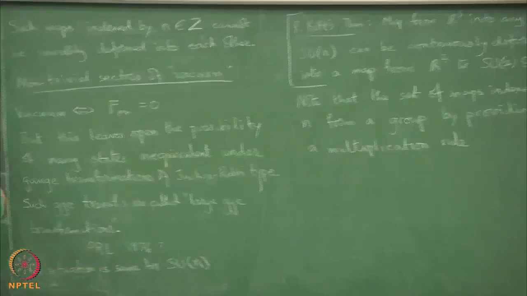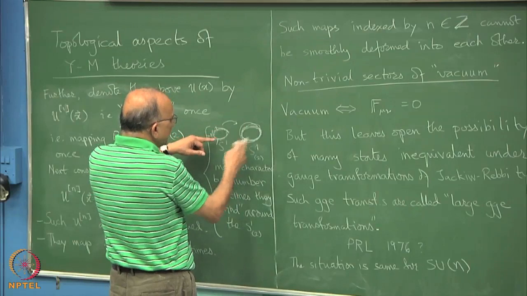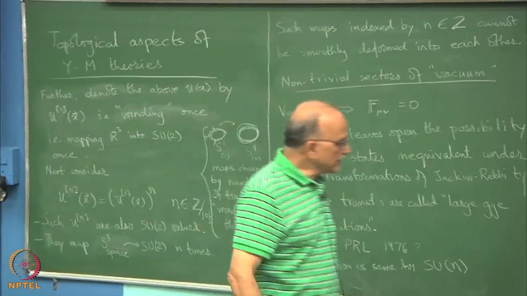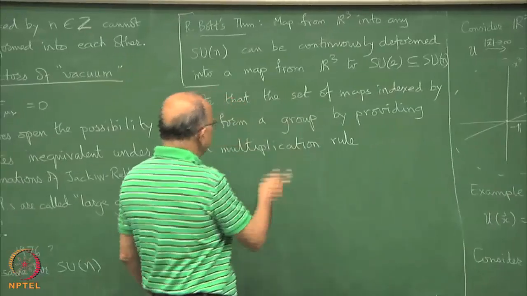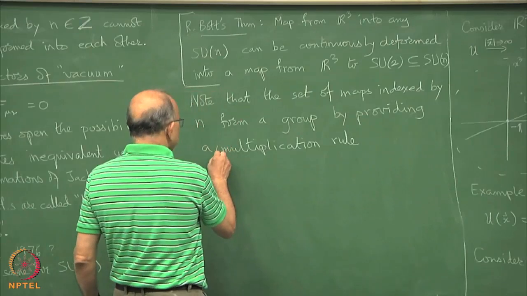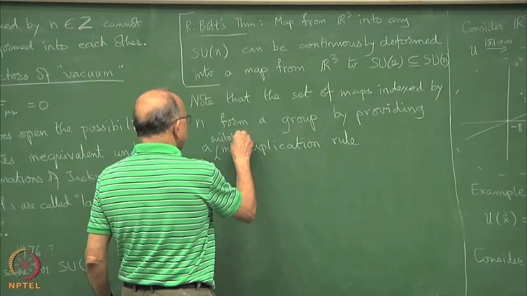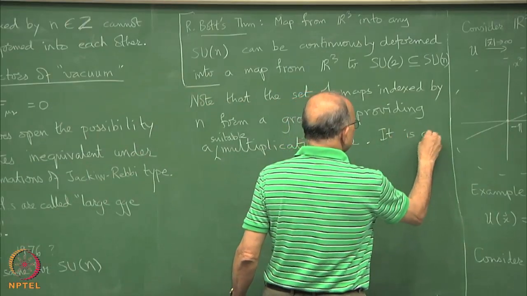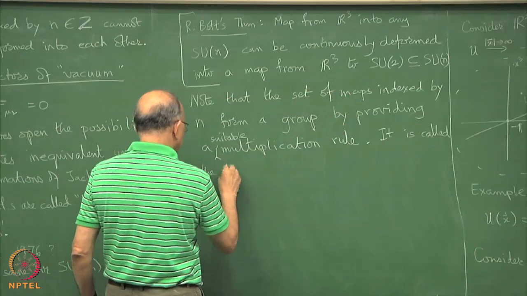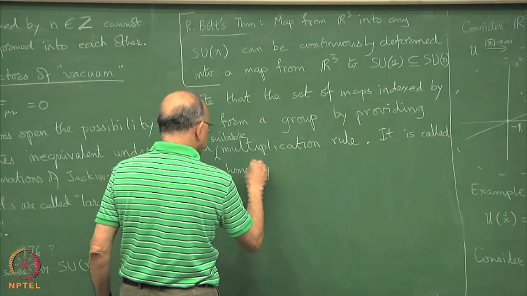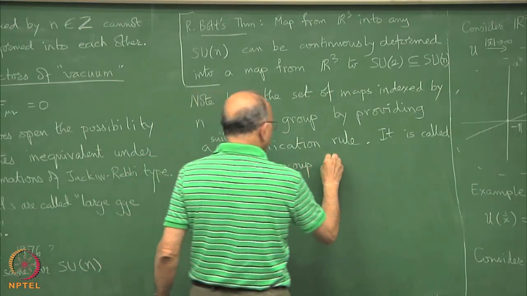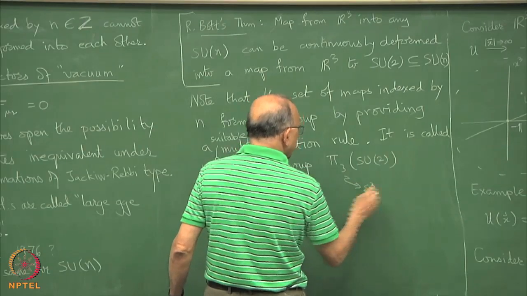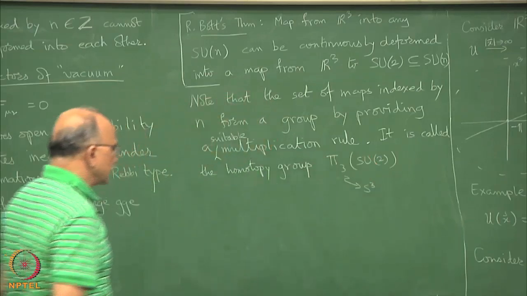So if you have done it three times, then you say, oh well, I have to do two times more. So you go to two more, you know, you have three winding, then you want to do a two winding, well, do two more windings to it. So you can define such a rule that would be called multiplication. So by providing a multiplication rule, and it is known as the homotopy group, Pi 3 of SU2, 3 because we are mapping from S3, mapping S3 into the space.